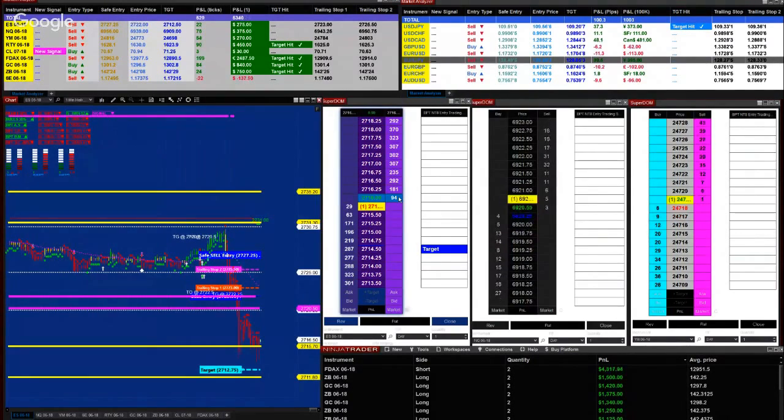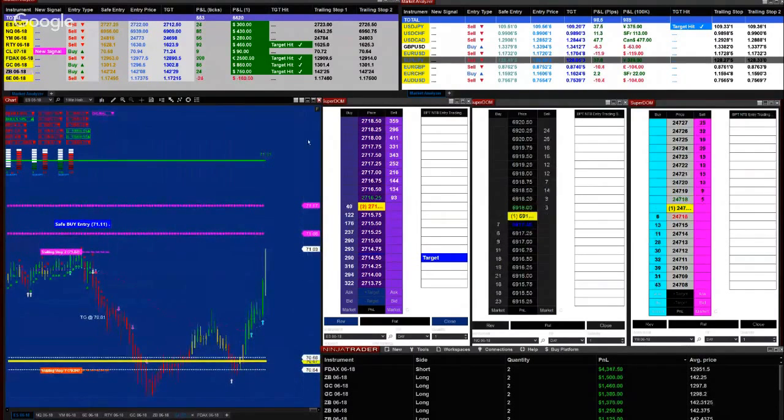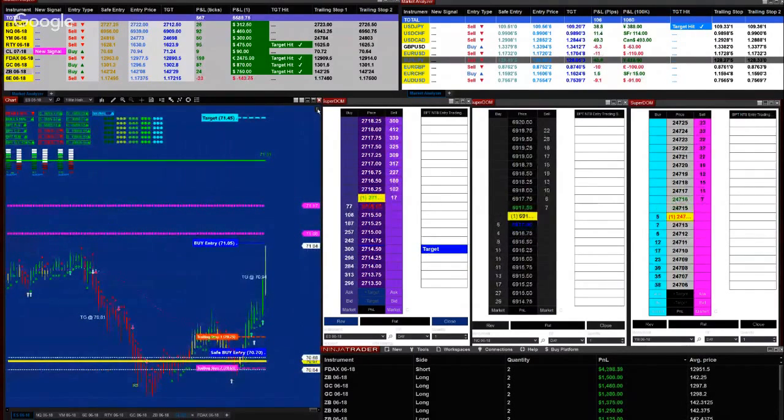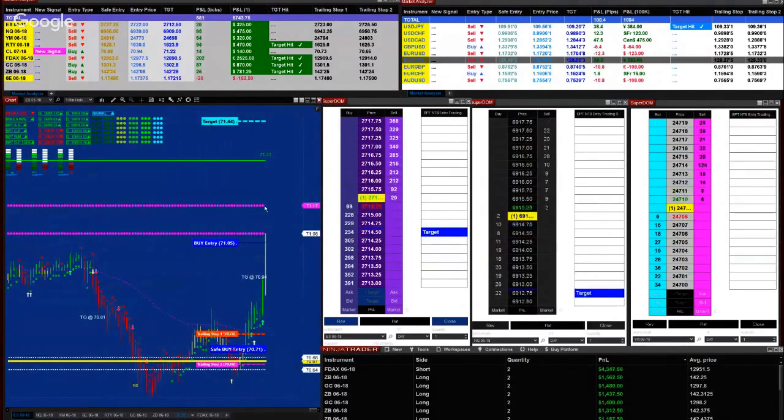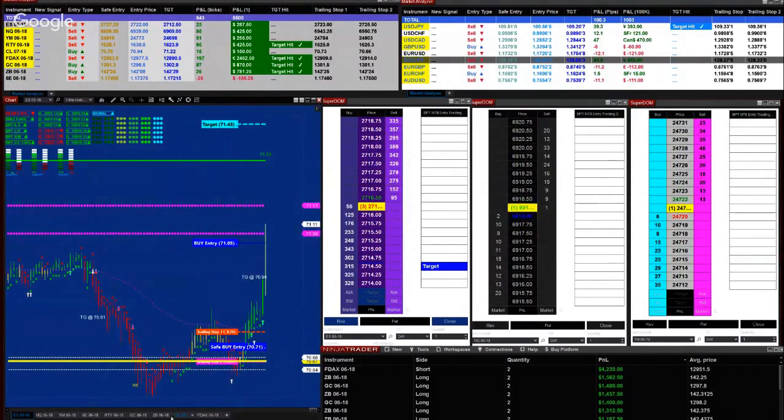As an example, right now we have a new signal on the CL. Let's look at the CL, a new signal, and we can see we have a buy entry. Be careful on the buy entry signal. There is a lot of buying power on the CL. Your target is 71.44.